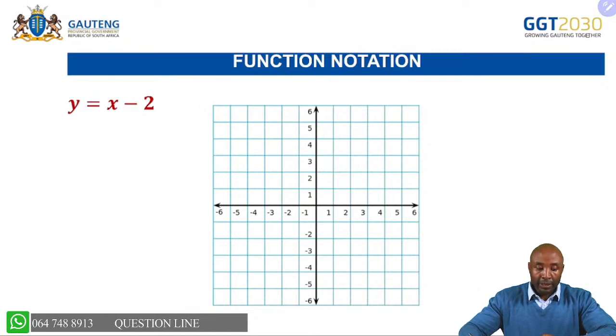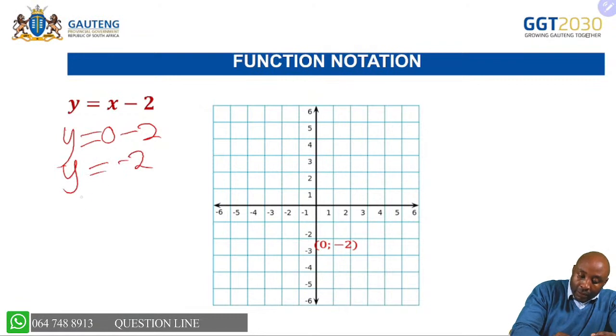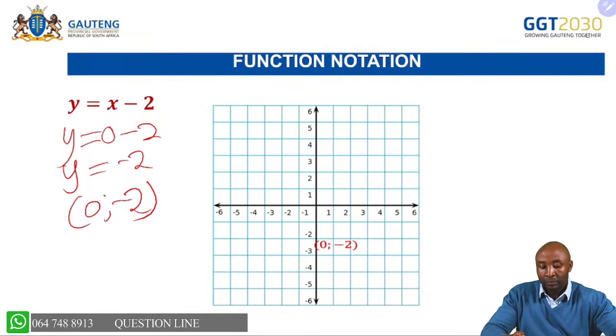Now, we have y is equal to x minus 2. We will concentrate more on the sketching of our graphs. We know how to get our x and y intercepts. For us to get our y-intercept, we let x be 0, and then we have 0 minus 2, and we get our y as negative 2. And the coordinates of the y-intercept become 0 and negative 2.